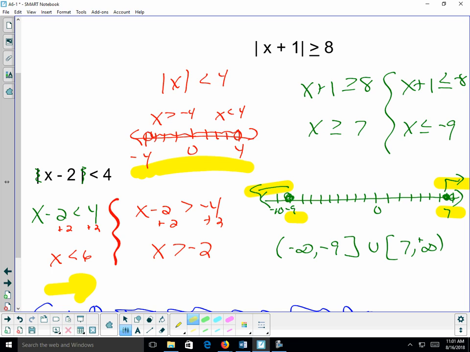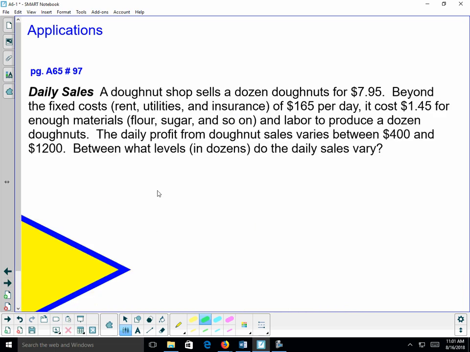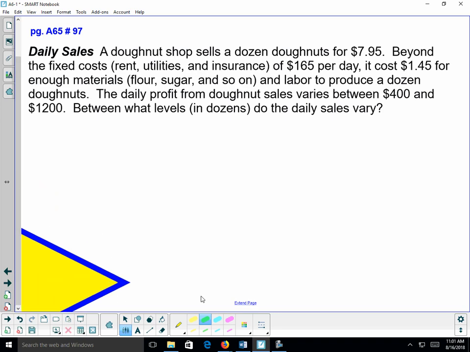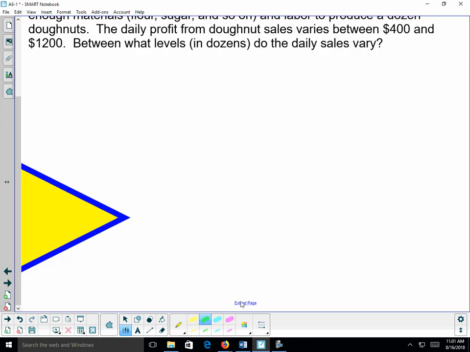When I go to write the inequality, it's going to be two parts. I'm going to have this part to the left, which is represented here, and then this part to the right, which is represented by this inequality here. I hope you get that, and now we can move on. The next one is an application, which is a word problem. We love word problems. I'm going to give you a second to read it.